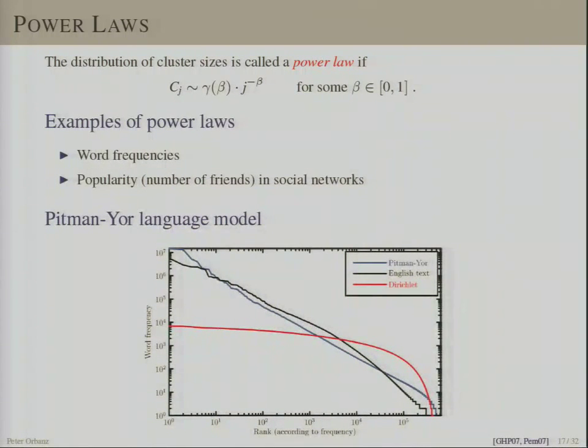And one of them is word frequencies, and another one is in social networks, the popularity of people, or the number of friends that people have. So what do these power laws express?